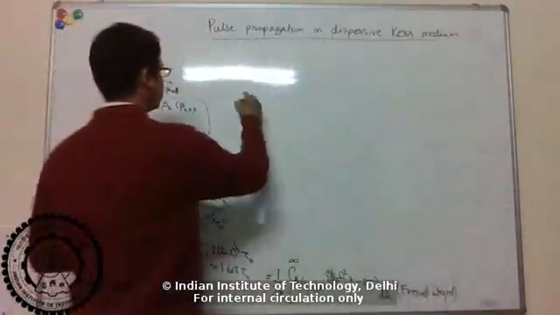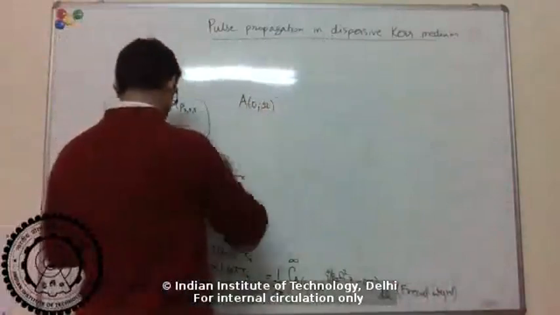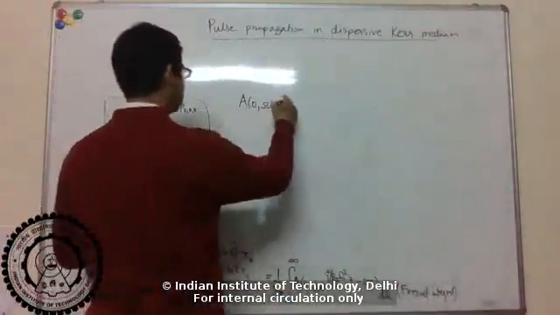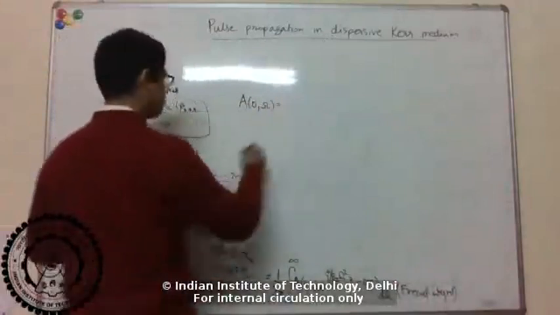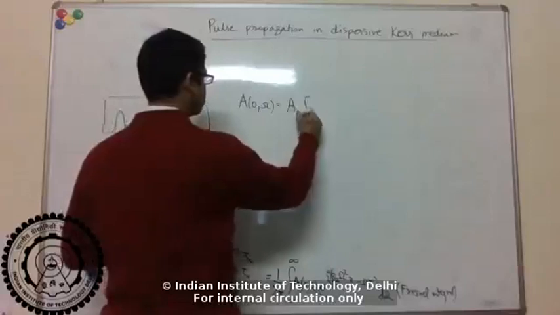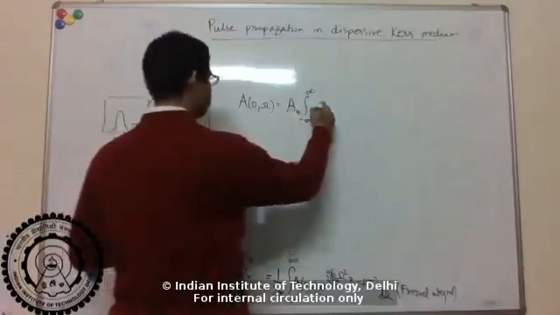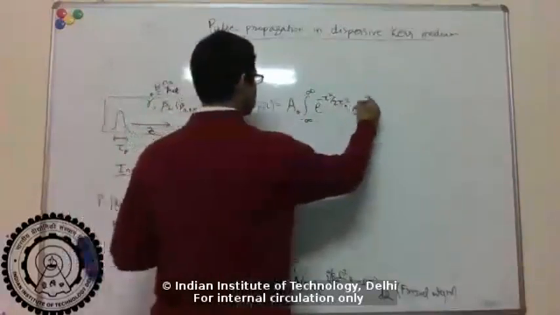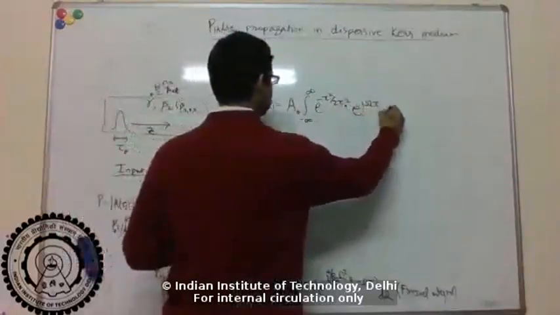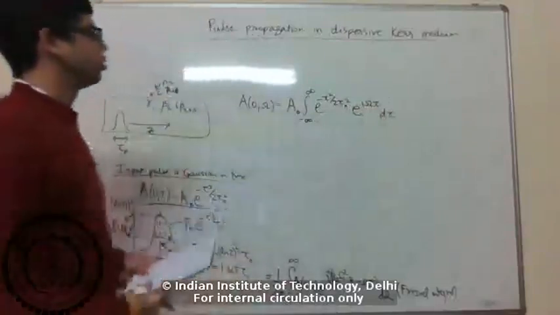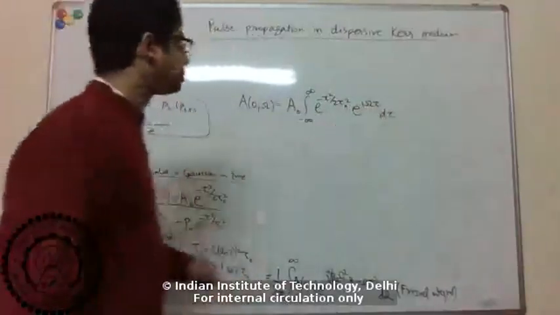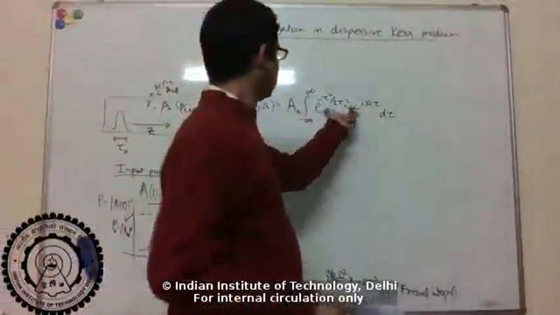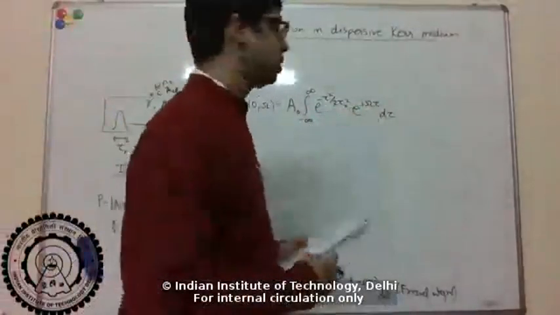Right, so A(0, omega) is basically, so this A naught, the Fourier transform of my input pulse. And this integral also has an analytical solution.